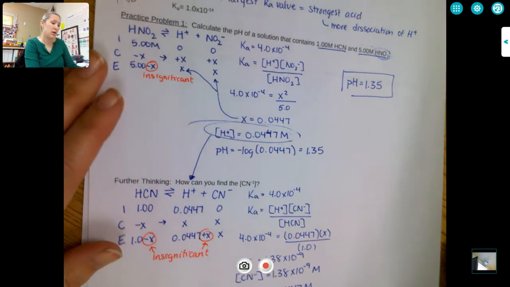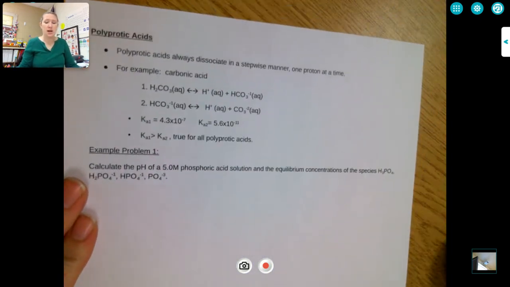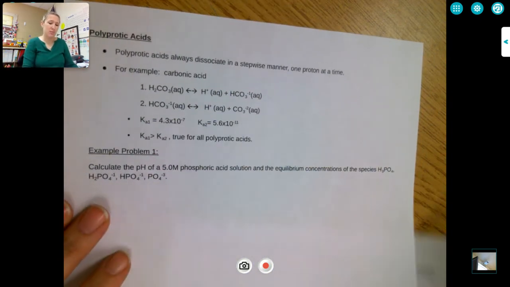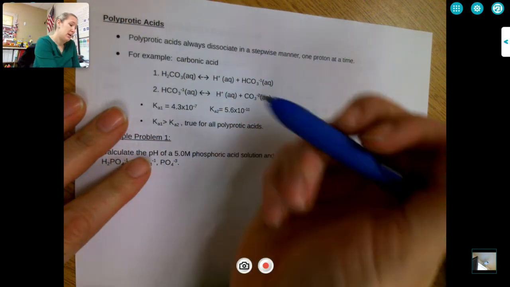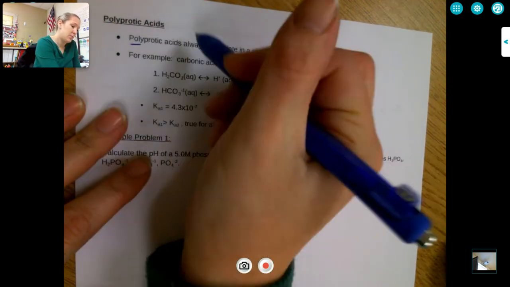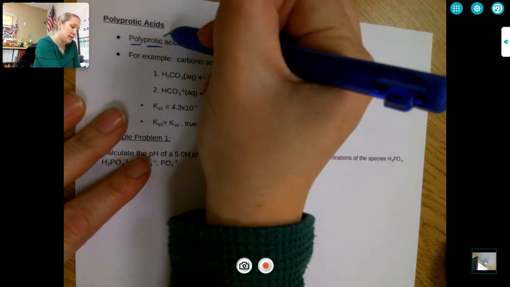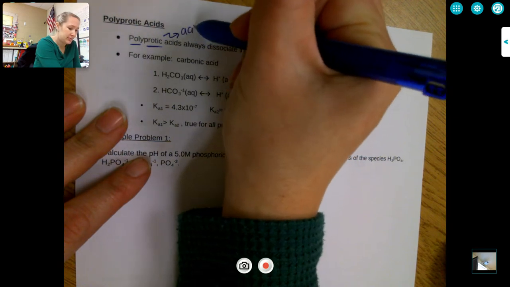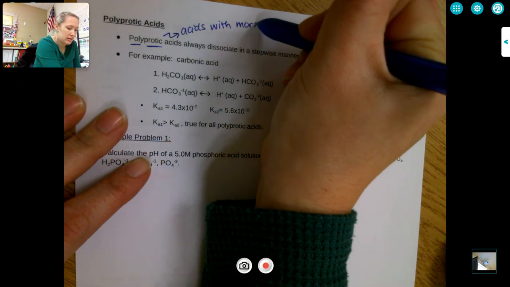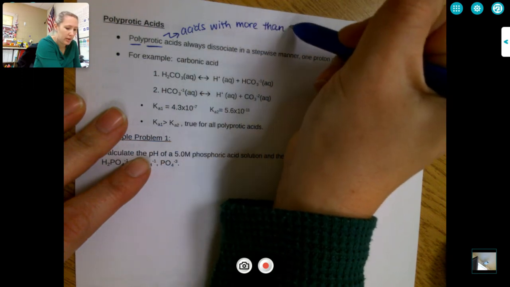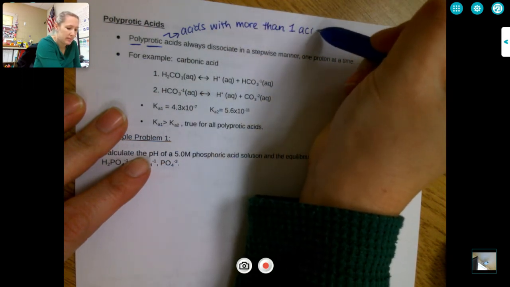So that's how we can figure out the pH of multiple acids mixed together. We look to see what's stronger. What about an acid that has multiple acidic hydrogens? Those are called polyprotic acids. Polyprotic, multiple protons. So these are acids with more than one acidic hydrogen.